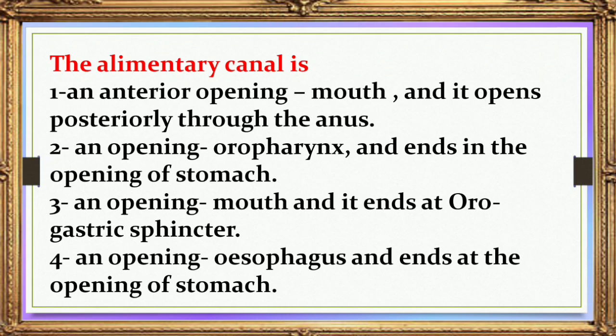The alimentary canal is first, an anterior opening mouth and it opens posteriorly through the anus. Second, an opening oropharynx and ends in the opening of stomach. Third, an opening mouth and it ends at orogastric sphincter. Or fourth, an opening esophagus and ends at the opening of stomach. Once again, this is a line from NCERT. The answer is first, the alimentary canal is an anterior opening mouth and it opens posteriorly through the anus.